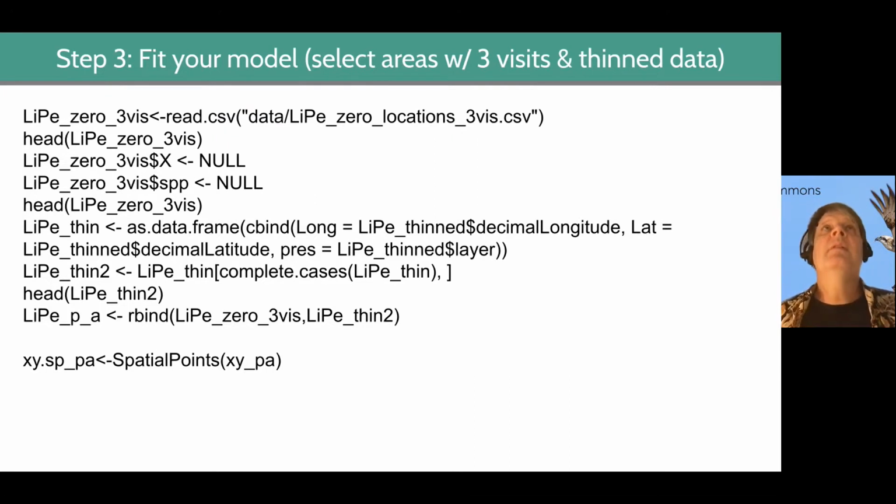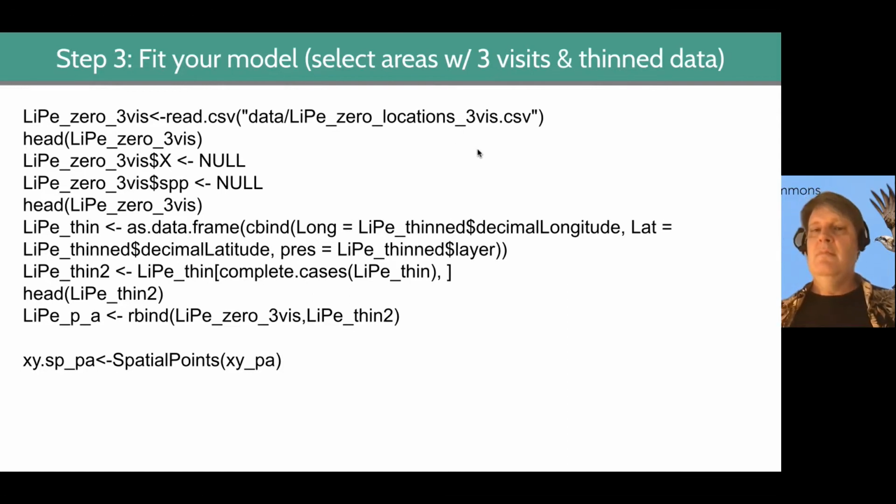So now we're going to generate some pseudo absence data, and we want to be a little bit more sure about those pseudo absence locations. So we're only going to use grid cells that had 3 or more visits. If there were 3 or more visits to a grid cell, and they were looking for frogs, but they didn't find our target species, we're going to assume that's a 0.